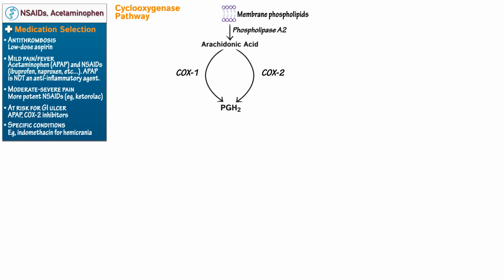Show that prostaglandin H2 is converted to prostaglandin E2 via prostaglandin isomerase, thromboxane A2 via thromboxane synthase, and prostacyclin, PGI2, via prostacyclin synthase. Show that cyclooxygenase 1 catalyzes prostaglandin and thromboxane production in the normal physiological state for housekeeping mechanisms, whereas cyclooxygenase 2 catalyzes it in the inflammatory and cancerous states.